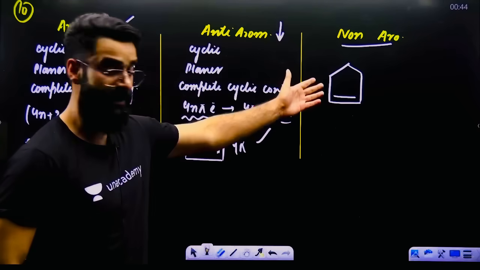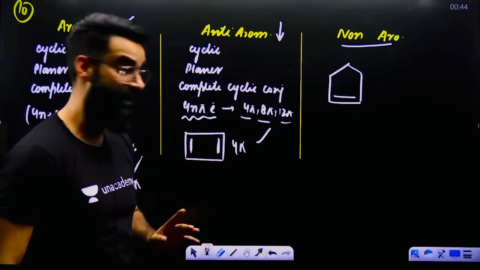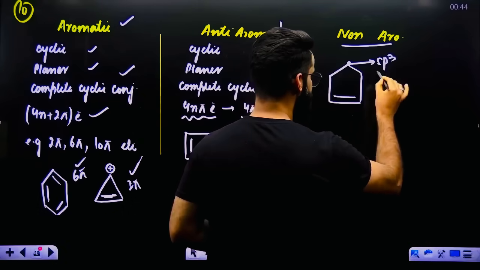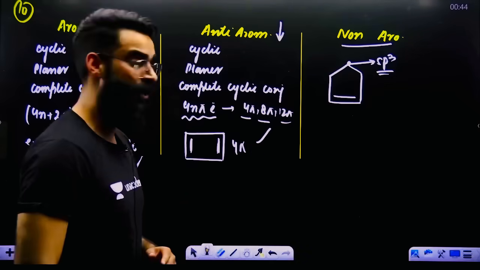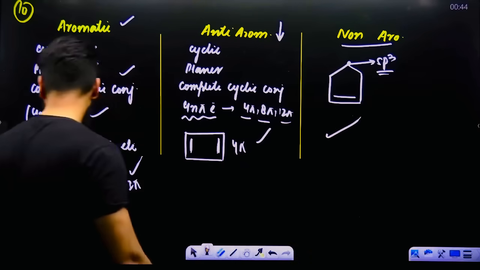Now, my dear students, non-aromatic. The molecule which is neither aromatic nor anti-aromatic makes it non-aromatic. For example, look at this particular carbon. This carbon is sp3 hybridized. If it is sp3, the molecule is non-planar. If the molecule is non-planar, it comes neither in this category nor in this category. So it is the non-aromatic molecule.